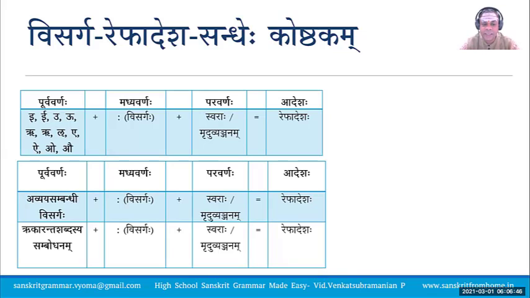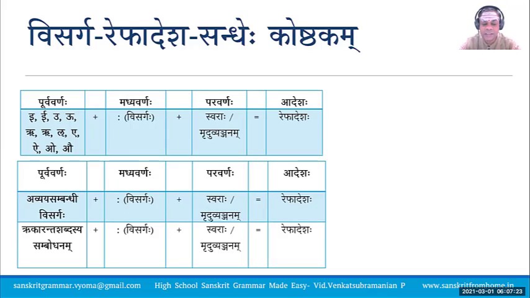The first case is when you have E, U, R, L, A, I, O. Which means any other swara apart from A or A, followed by Visarga plus swara or Mridu Vyanjana, we have the Rephaadesha happening.